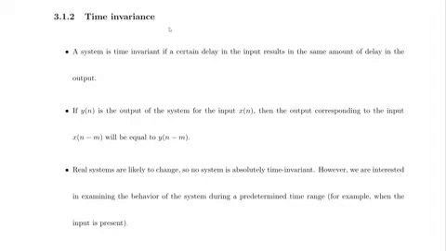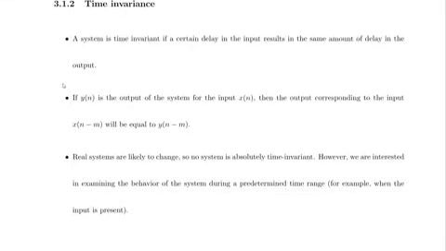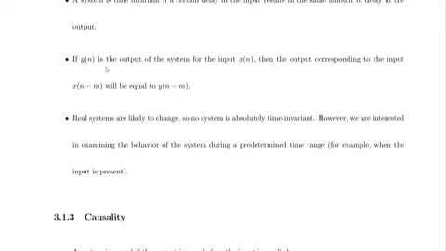Time invariance, the second property. A system is time invariant if a certain delay in the input results in the same amount of delay in the output. If y of n is the output of the system for the input x, then the output corresponding to the input x of n minus 1 will be equal to y of n minus 1. The same shift both in input and output will happen.